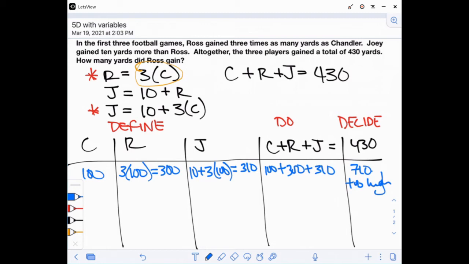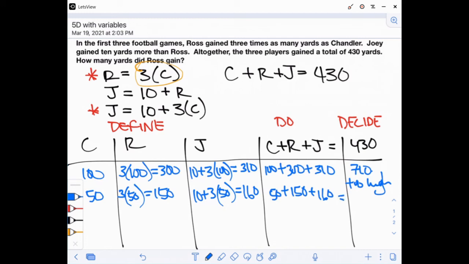100 was too much by quite a bit, so let's just cut it in half. How about 50? What if Chandler ran 50 yards? That means Ross did 3 times 50, that's 150 yards. Joey did 10 plus 3 times 50, so that's 150 plus 10, that's 160 yards. Add them all together: 50 plus 150 for Ross plus 160 for Joey equals 360. Oh, now we're a little too low.